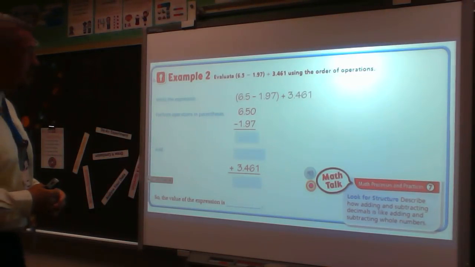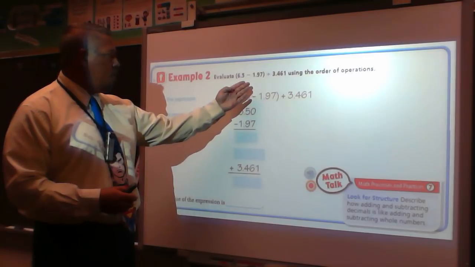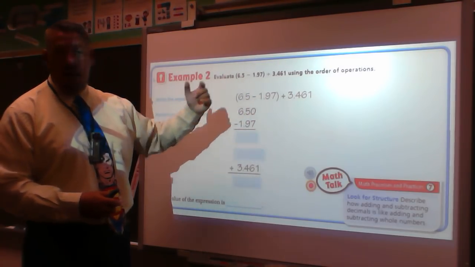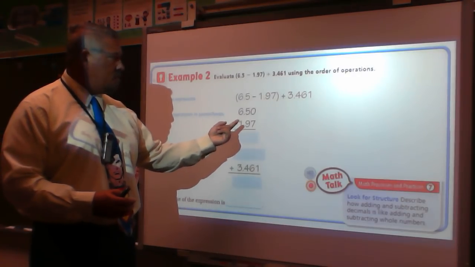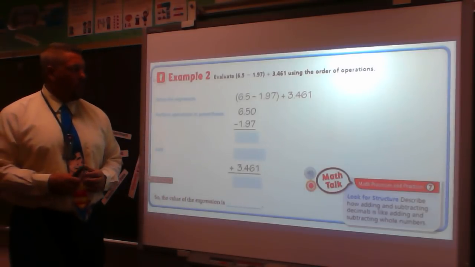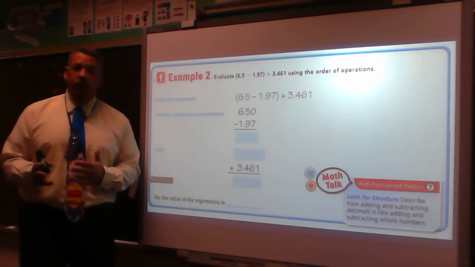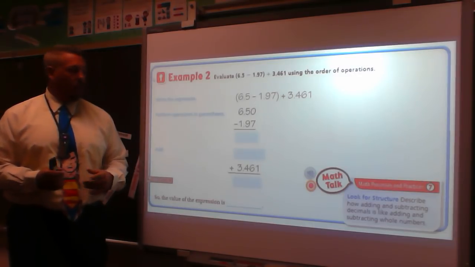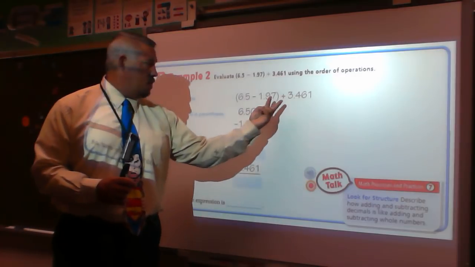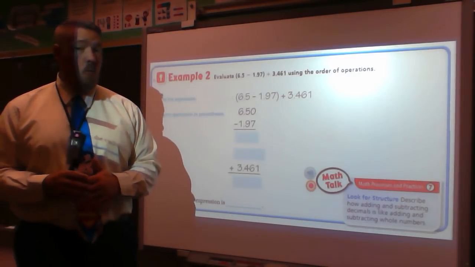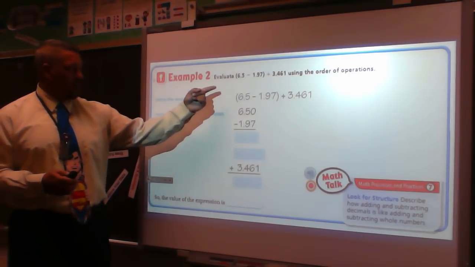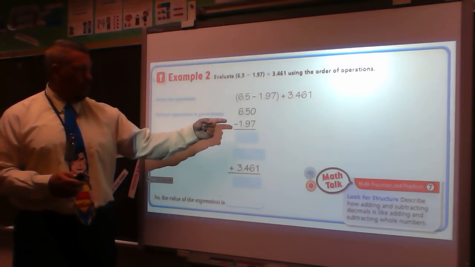Putting that into application then, I have this math problem. In parentheses, 6 5/10 minus 1 97/100 plus 3 461 thousandths. As I'm doing it, it is required mathematically to do the parentheses first. If I do it any other way, and I try to do these last two things first, I will not get the same number. So I'm going to put my 6.5 minus 1.97.